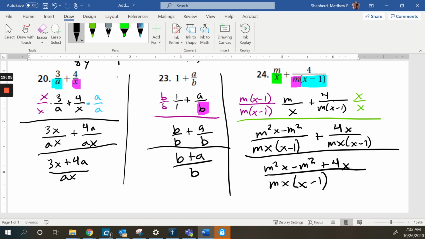All right, so there's your lesson on adding rational expressions. Good luck on your assignment.